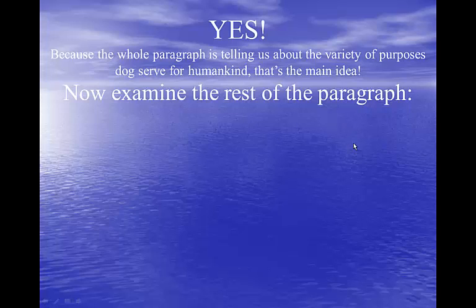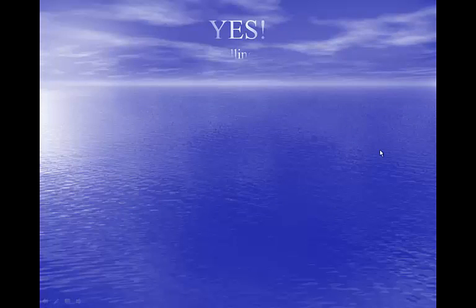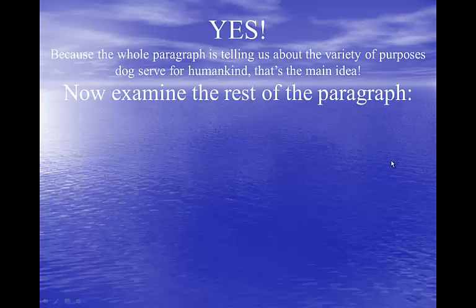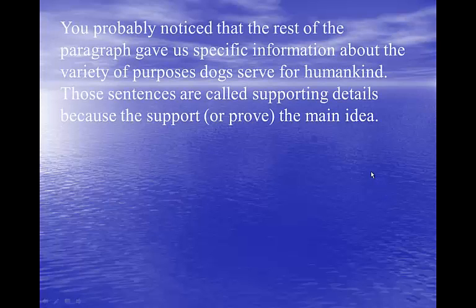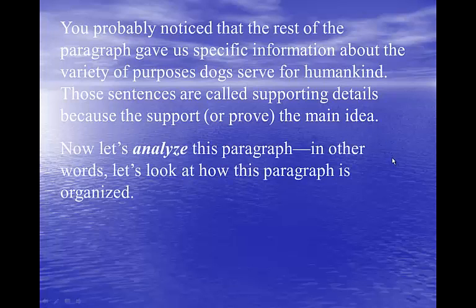So we're going to look at the rest of the paragraph because this should be the supporting details that tell us about the dogs. One way they serve is they are great for companionship. Additionally, dogs have served humans as work animals. And finally, they assist people. Notice the transition words we have here: one way, additionally, and finally. These all tell you that more points are coming up. You probably notice the rest of the paragraph gives specific information, and so it's going to be a good supporting detail. These are called supporting details because they support or prove the main idea.